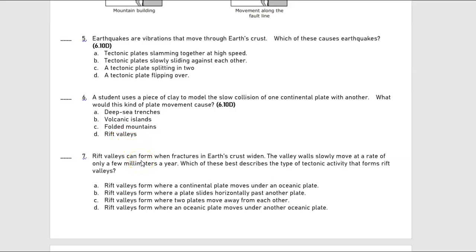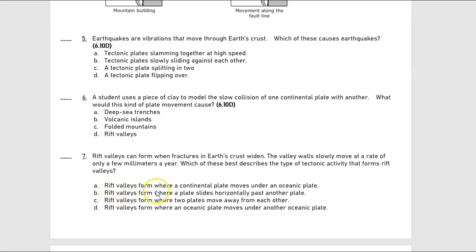Number 7. Rift valleys can form when fractures in Earth's crust widen. The valley walls slowly move at a rate of only a few millimeters a year. Which of these best describes the type of tectonic activity that forms rift valleys?